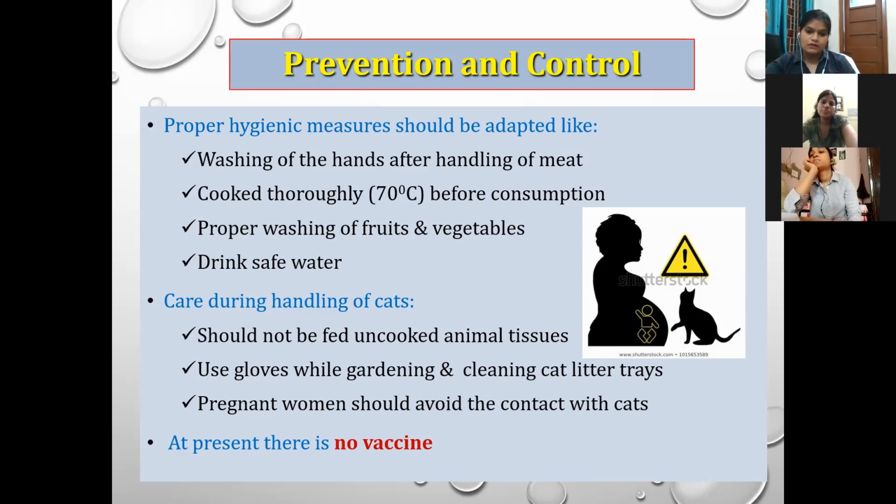Also, the most important care should be taken by pregnant women, because the organism can be transmitted transplacentally and lead to abortion. So these are some preventive and control measures for toxoplasmosis.